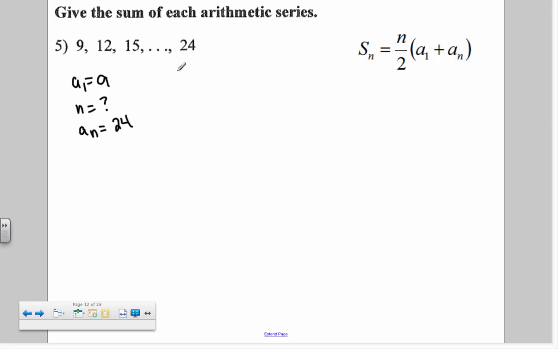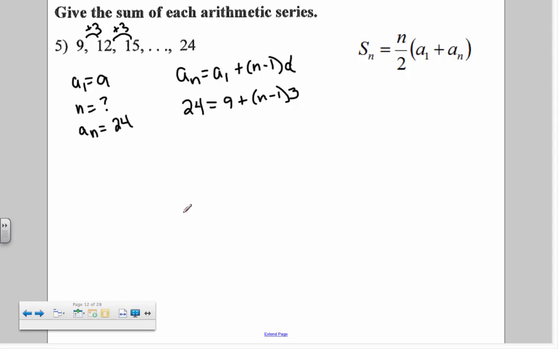I'm going to use that same formula that I used on the previous page, which is a sub n equals a sub 1, or my first term, plus n minus 1 times d, my difference. If I plug things in here, I should be able to figure out what my n is. I know my a sub n is 24. I know my first term is 9. I do not know my n, but I should be able to figure out my difference. From here to here, what number do I add? 3. And from here to here, I add 3. So my difference is 3.